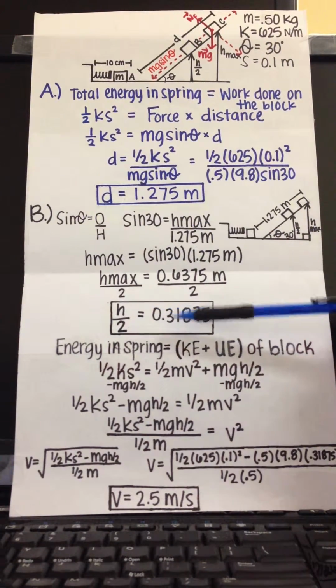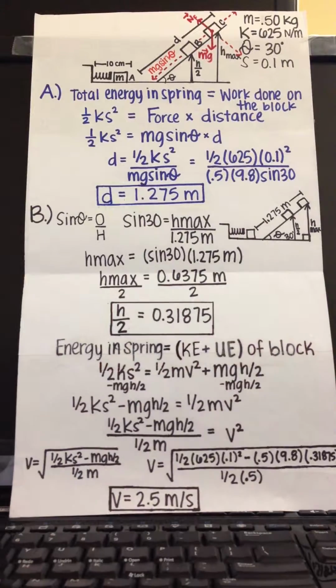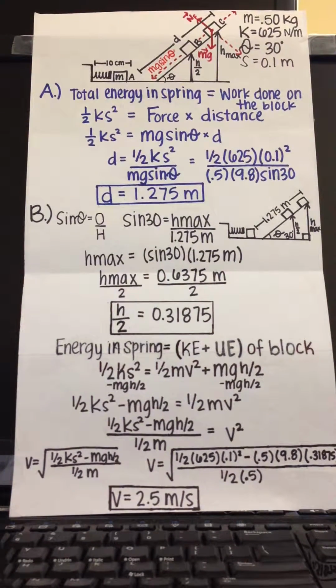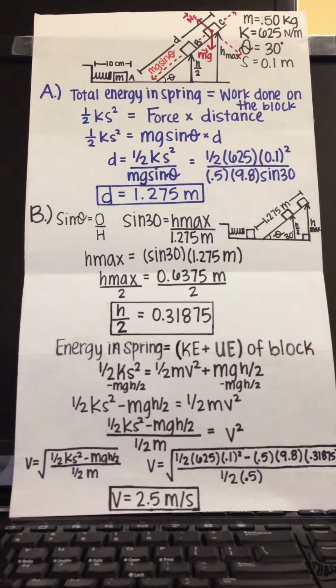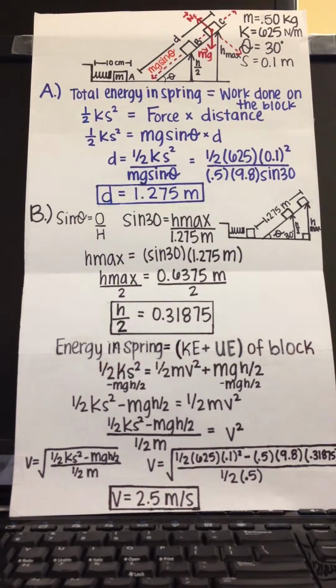And to find h over 2, you just divide that by 2. So then you get h over 2 equals 0.31875 meters.